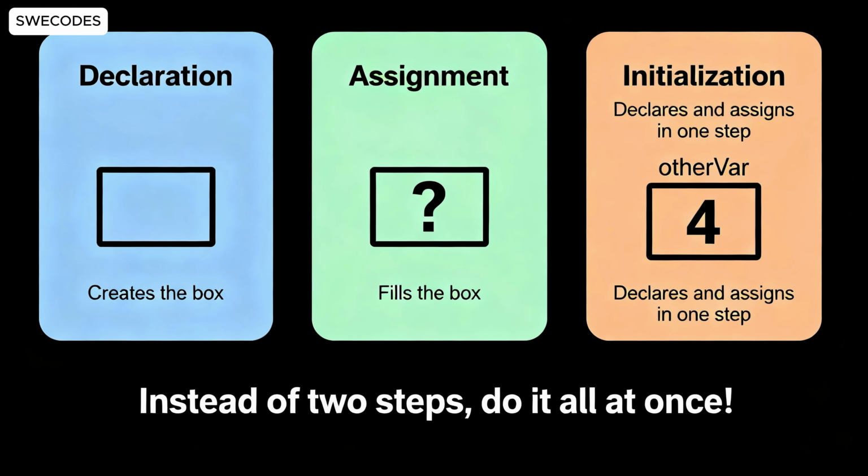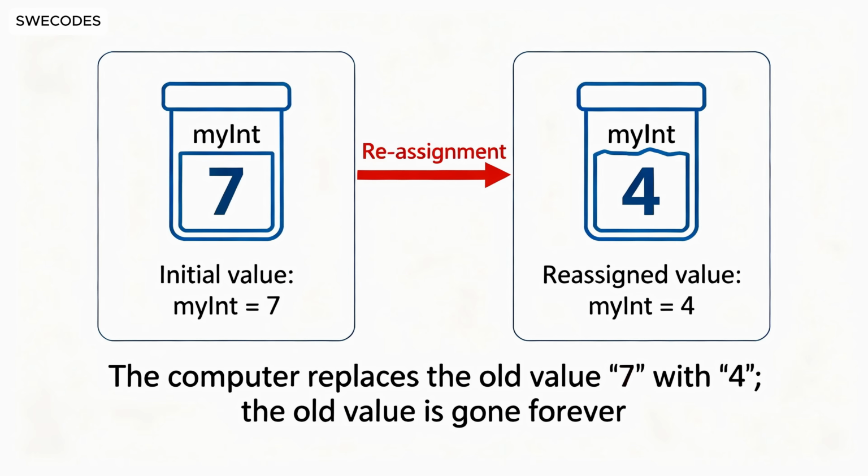This brings us to the final, most important concept, the one that gives variables their name. Their value can vary. Once a variable is declared, you can change its value anytime. This is called reassignment. Our myInt box is holding the number 7. We can now say myInt equals 4. The computer finds the existing box, throws out the old value 7, and replaces it with 4. The old value is gone forever.